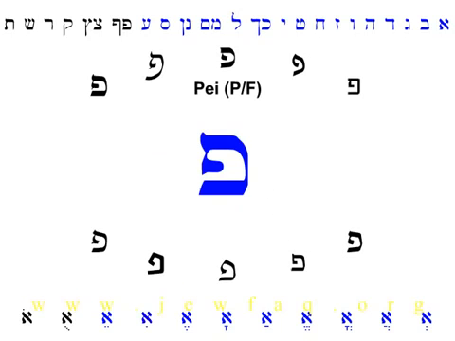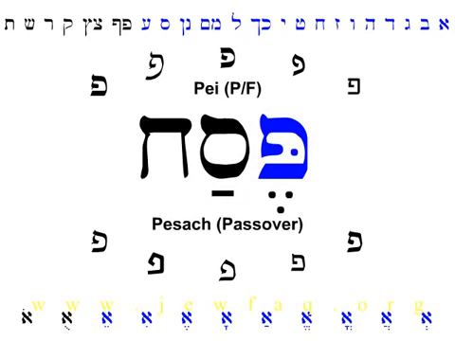Next is pe. Pe makes the sound of P as in poke, or F as in fox. Like bet and kaf, which we've seen before, the dot inside tells you which way it goes. If there's a dot inside, it makes the P sound. If there's no dot, it makes the F sound, or if you prefer, you can think of that as the PH sound.